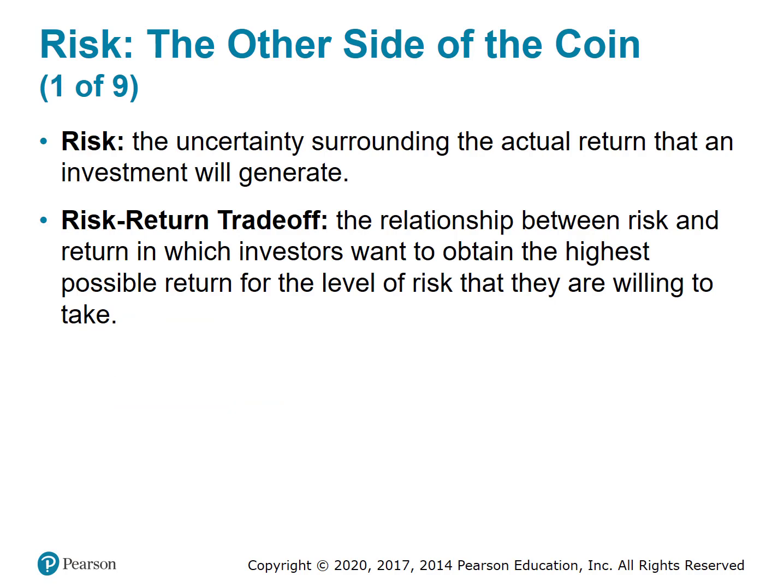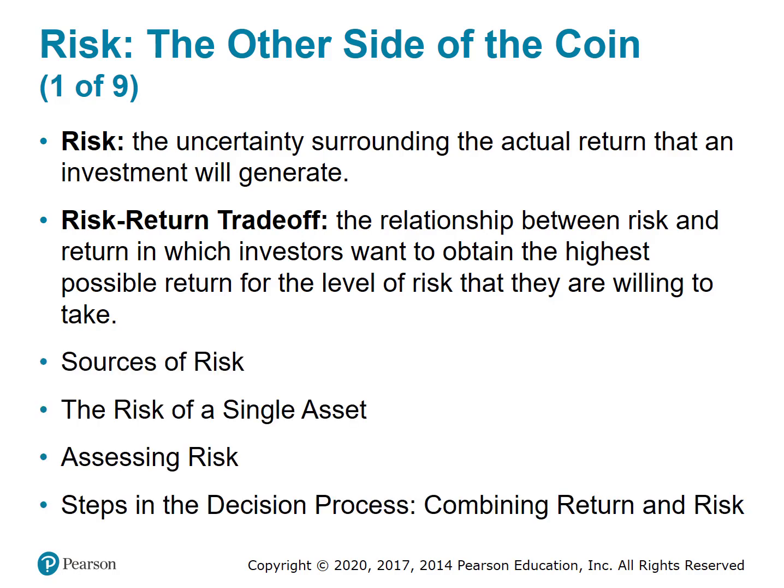Okay, we've talked about return. Let's talk about risk, the other side of the coin. Risk is defined as uncertainty about the return an investment will generate. Obviously, a higher than expected return is great. Lower is not. We all know that there's a risk-return trade-off. To get higher returns, you'd have to take on more risk. Conversely, higher risk should be compensated. And we're going to look at the sources, risk of a single asset, and decision process.